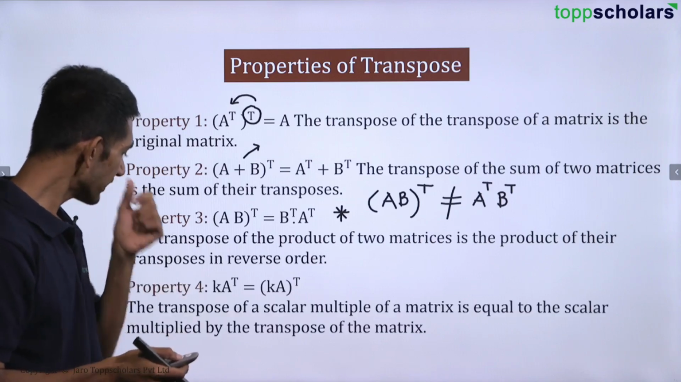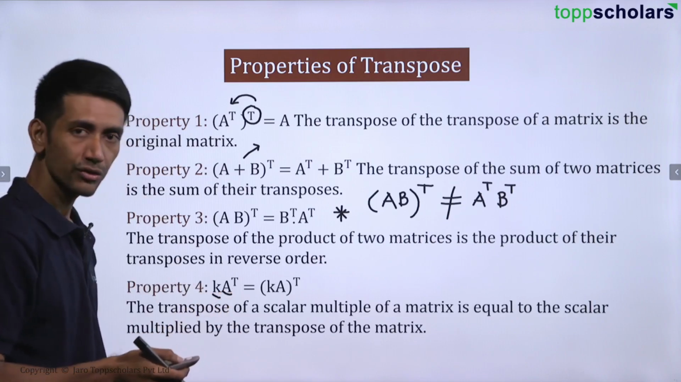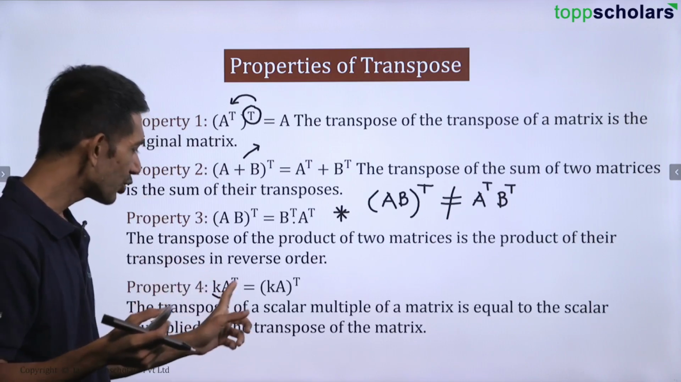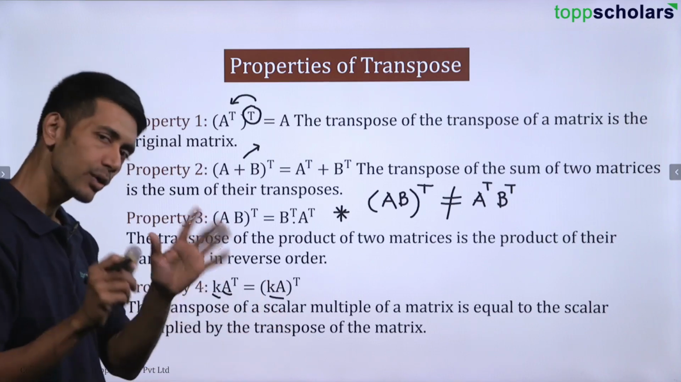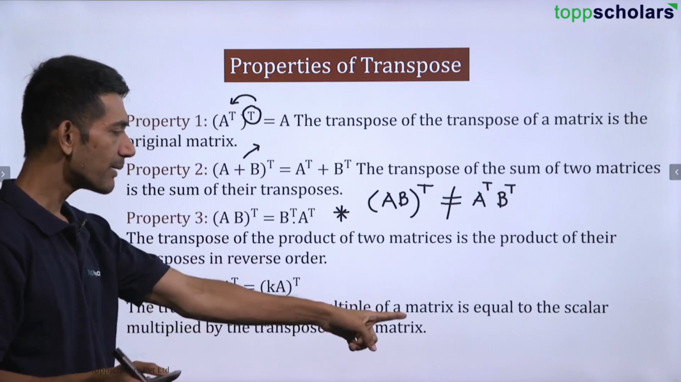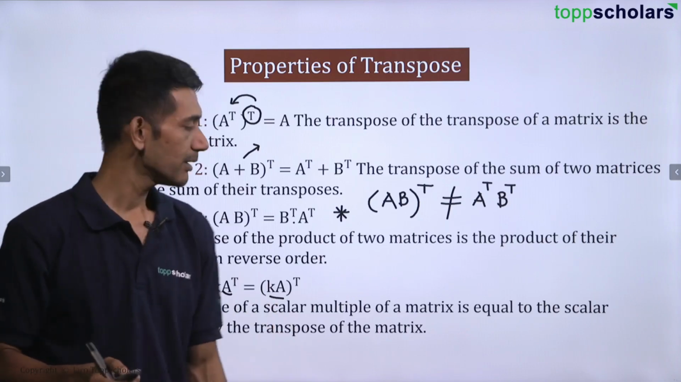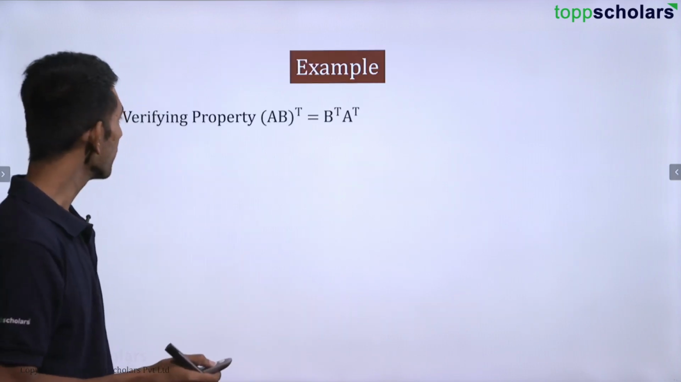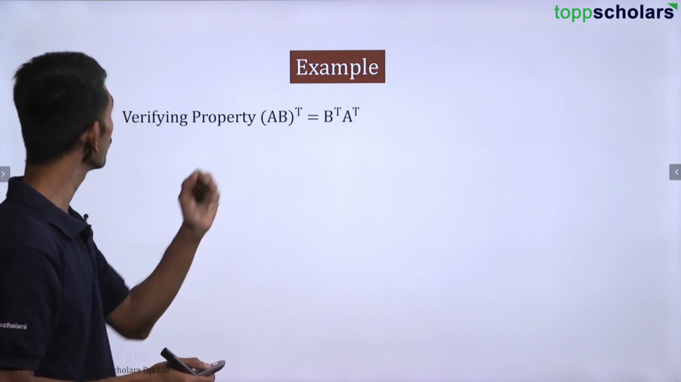If we have a scalar k and you multiply k with A transpose, that is the same as you multiply k with A, that is the matrix, and then take the transpose. You will get the same answer. So the transpose of a scalar multiple of a matrix is equal to the scalar multiplied by the transpose of the matrix. Simple.